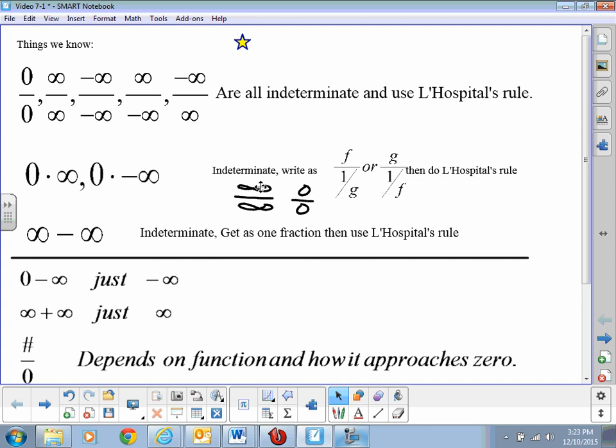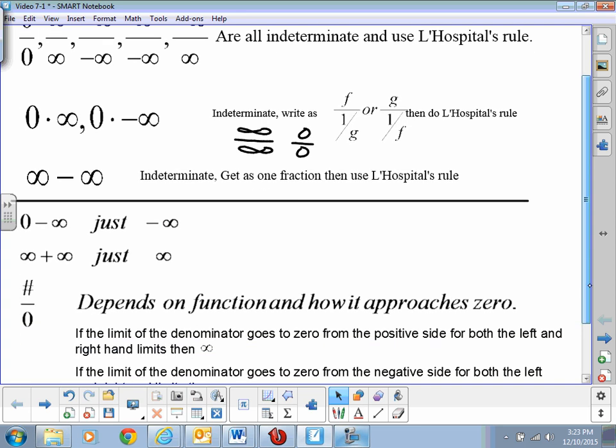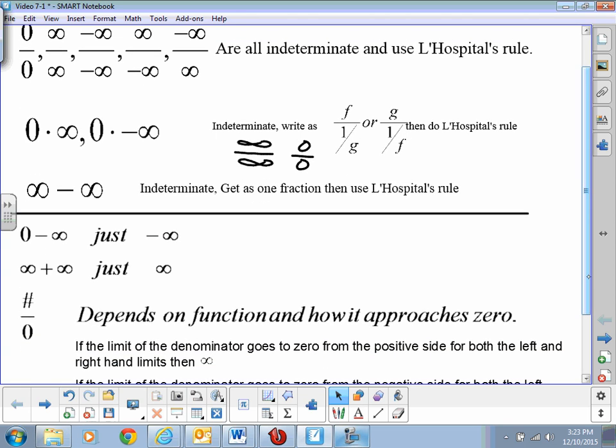Now, some things that are not indeterminate at all, and that you don't have to use L'Hopital's on as a result: if you have something going towards 0 and something that's then subtracted that's going towards infinity. Well, if you have a really small number minus something becoming enormous, well, that's got to go to negative infinity. If you have two positive infinities added together, well, a huge number plus a huge number has to be a huge number.